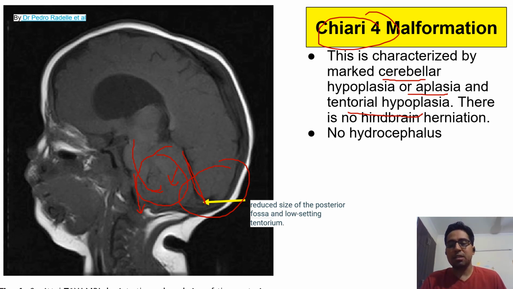So it is not similar to the rest of the three Chiari malformations where we have seen some sort of herniation. In this particular malformation, there is no herniation, and there is cerebellar hypoplasia or aplasia along with a very small posterior fossa and a tent which is low fixed. So there is a lot of crowding of the contents in the posterior fossa. And usually there is no hydrocephalus seen in Chiari type 4 malformation.